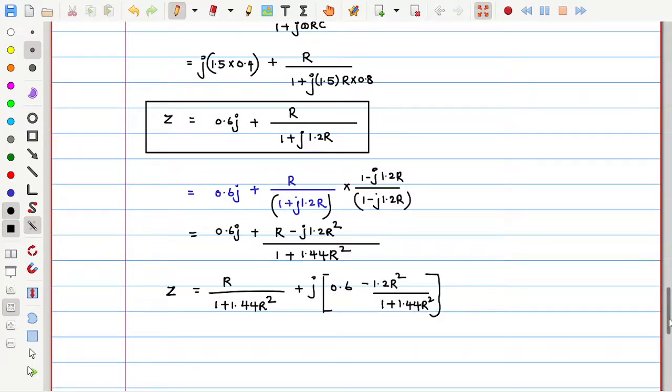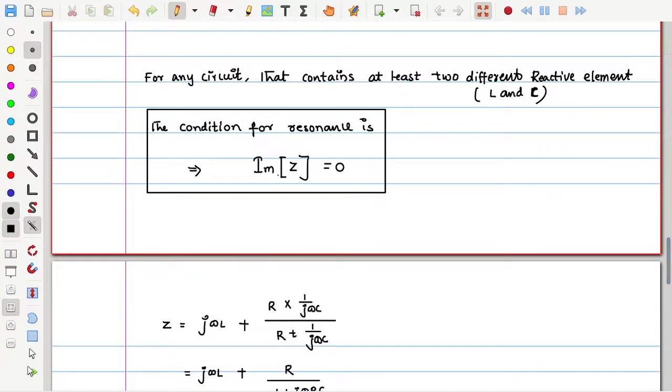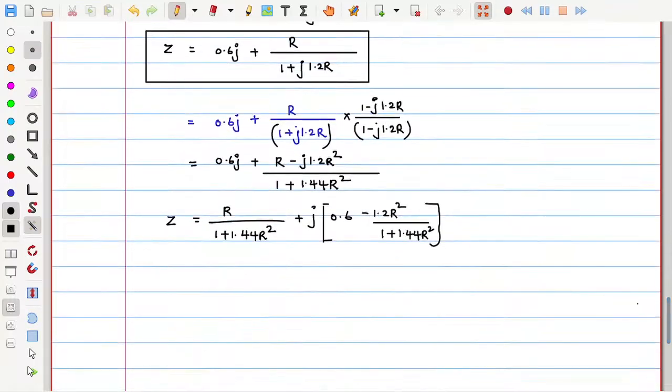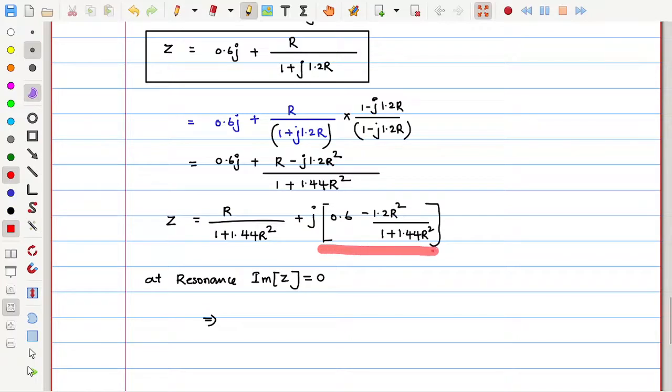Now what is the resonance condition? The imaginary part of the impedance should be 0 at that location. So the circuit will come into resonance. Now what shall I do in order to get the resistance is that I will write, at resonance the imaginary part of the impedance is equal to 0. That means what is the imaginary part here? This portion is the imaginary part. This is the real part.